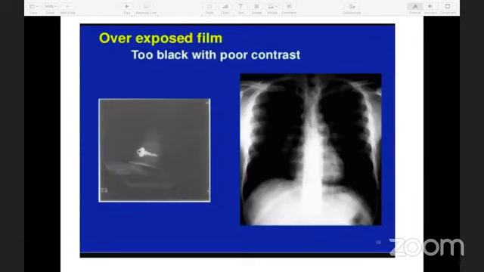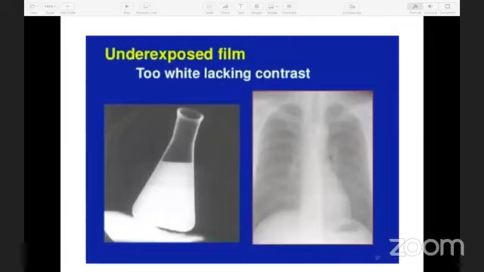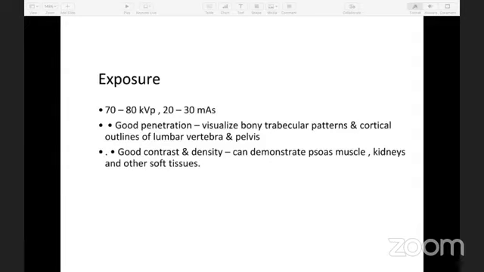After position, the second point is exposure. You can see how overexposure leads to too black a film without much contrast. You can see here that underexposure leads to too white a film lacking contrast. This is the description of factors required for proper exposure for an average built patient. However, in obese patients, you need to have more than 80 kVp.